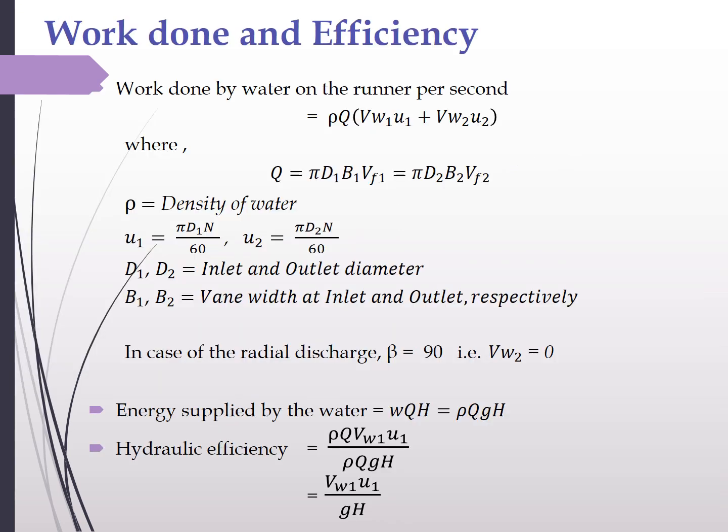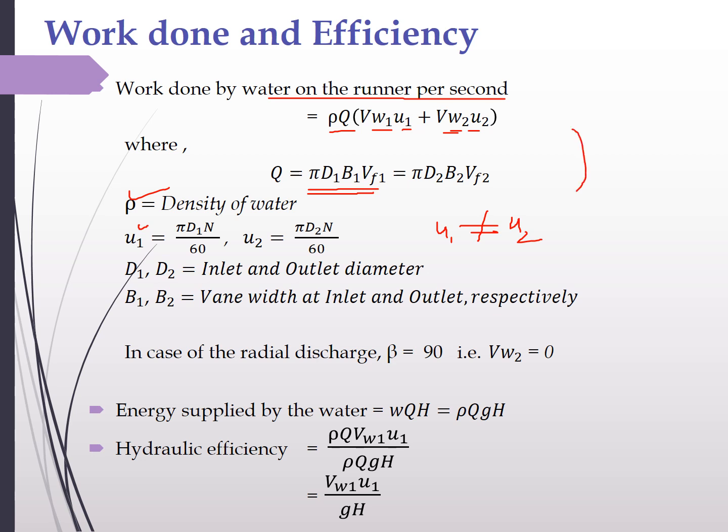So moving on to the next slide. The work done by the water will be given by rho Q into (VW1 U1 + VW2 U2), where Q is the discharge and it is given by pi D1 B1 into VF1. Rho is the density, U is pi DN by 60. U1 and U2 will be different, they will not be equal in case of Francis, as it was the case with the Pelton wheel turbine, in which U1 and U2 were equal.